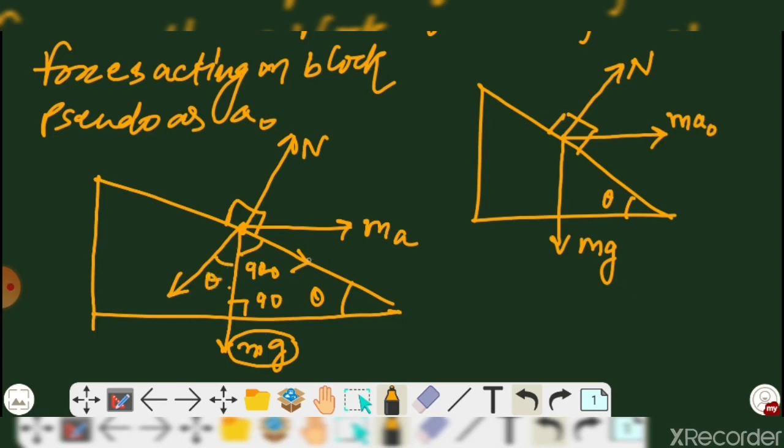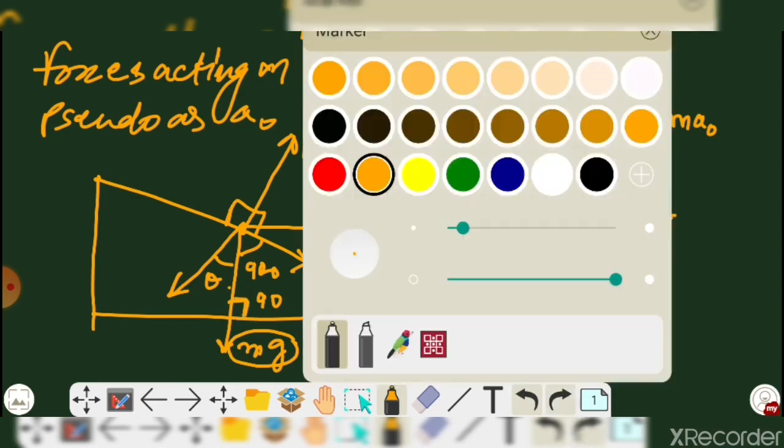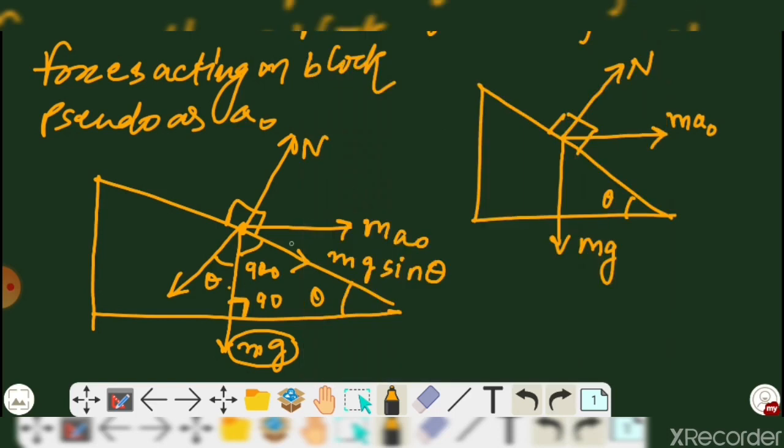So what will be the force over here? Here it will be mg sine theta. Since it is a perpendicular, so this is the perpendicular and this is the hypotenuse, since it is opposite to the 90-degree, and this is considered as the base. Fine. It is mg sine theta and it is mg cos theta. Is it clear over here?